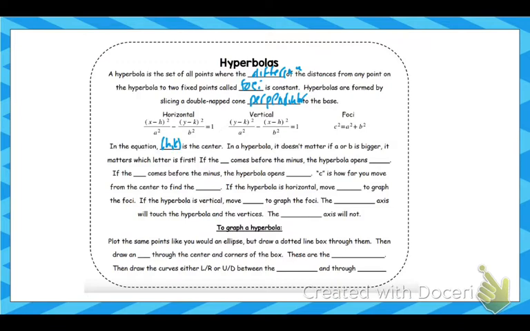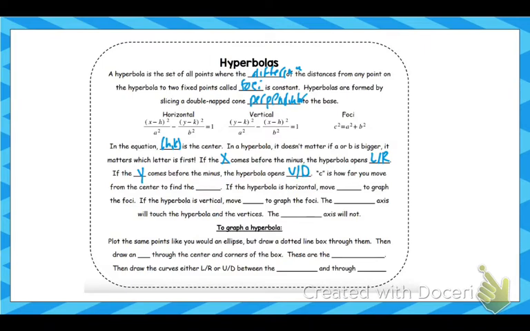Again, it doesn't matter if A or B is bigger, it matters which letter comes first. So if the x comes before the minus, then the hyperbola opens left and right. If the y comes before the minus, then the hyperbola opens up and down.